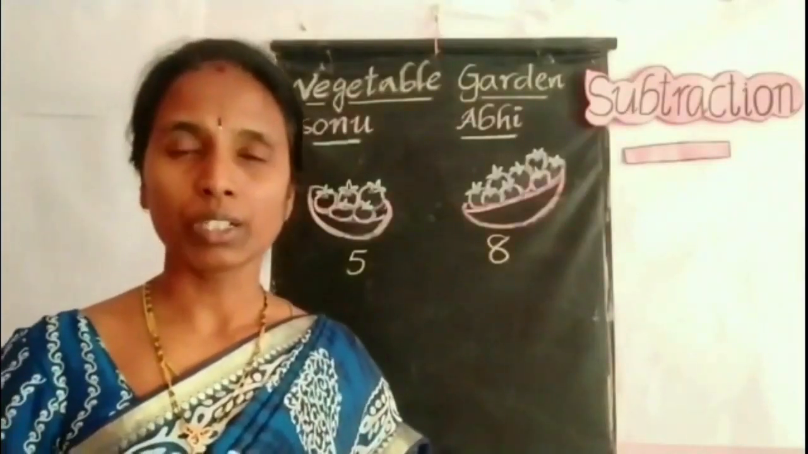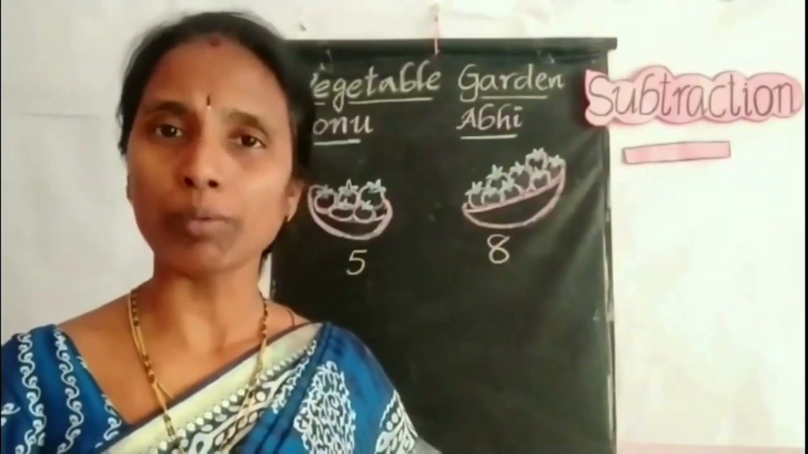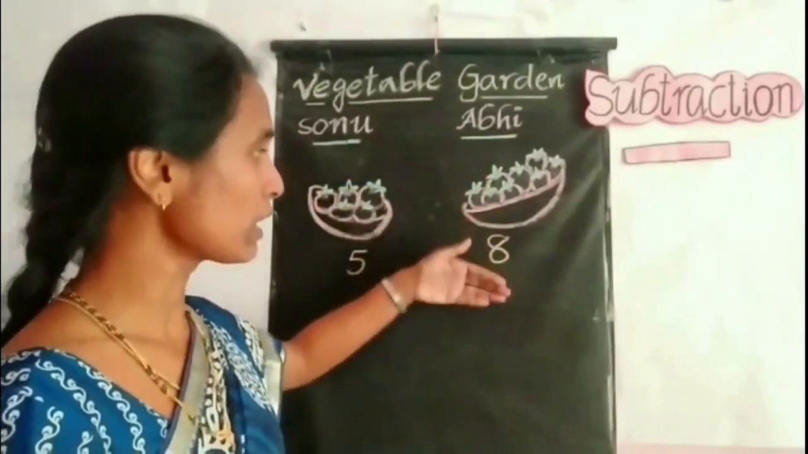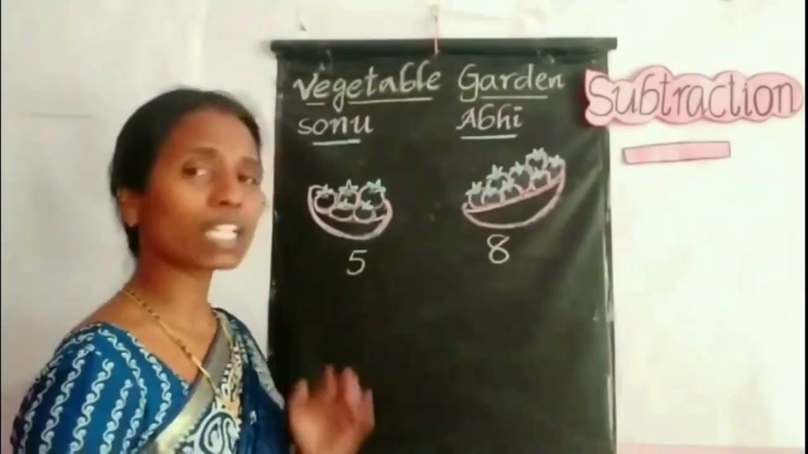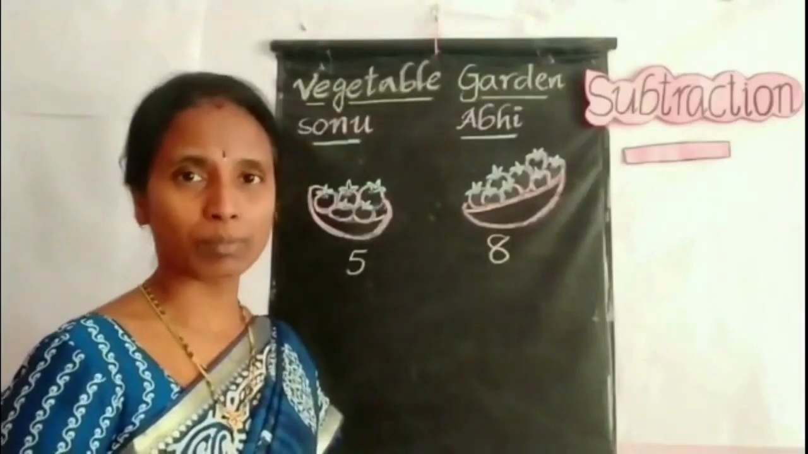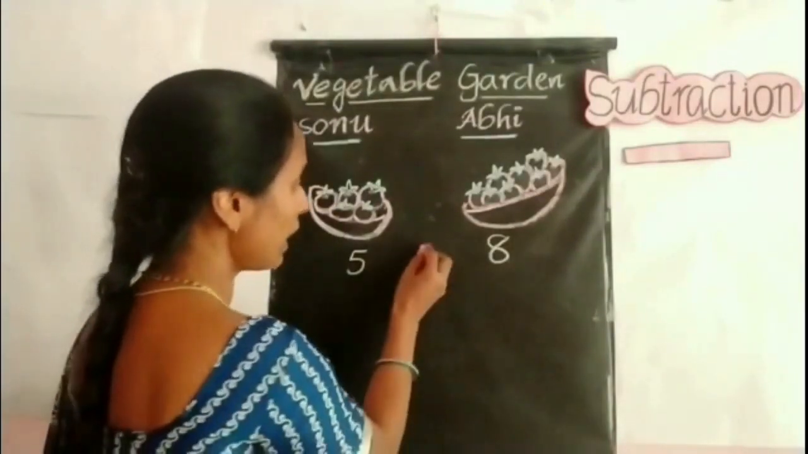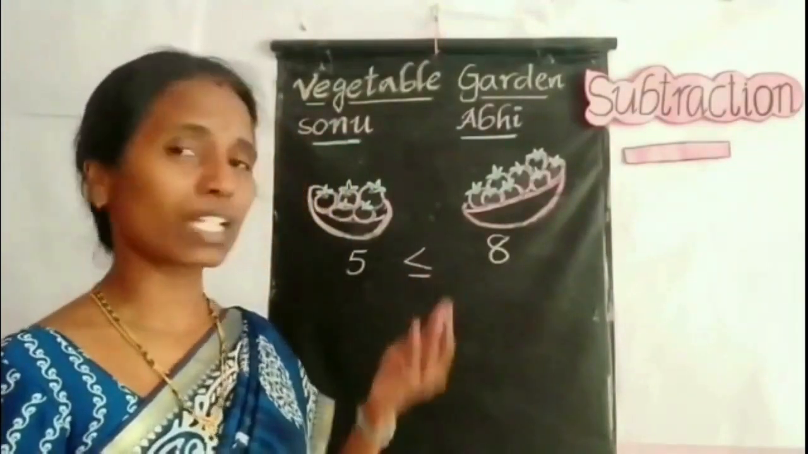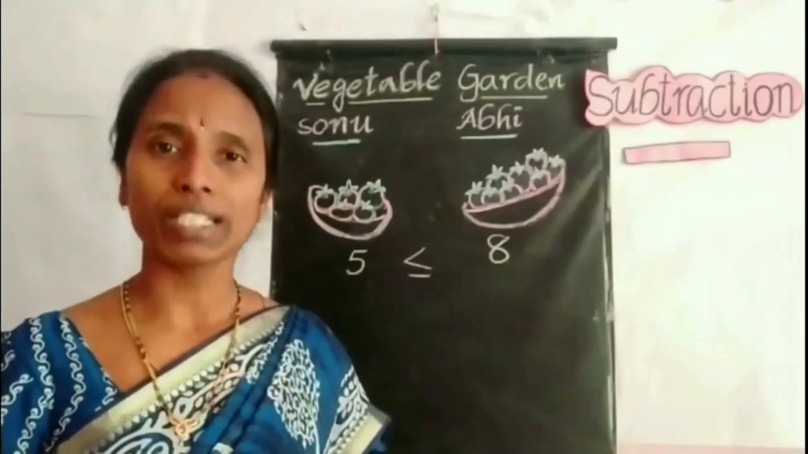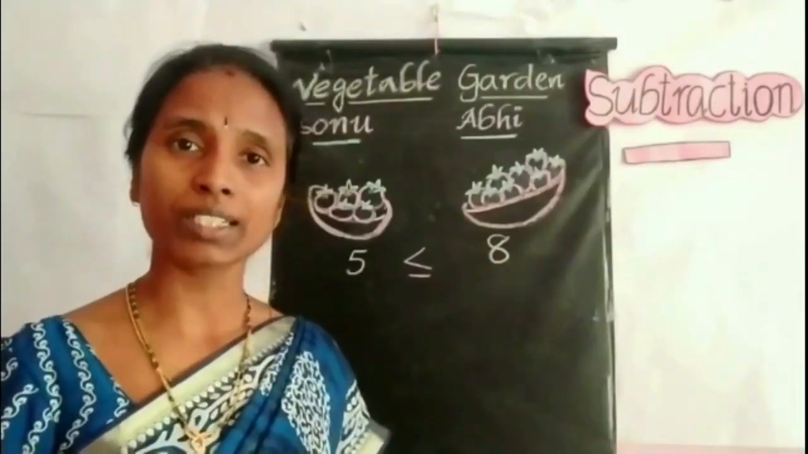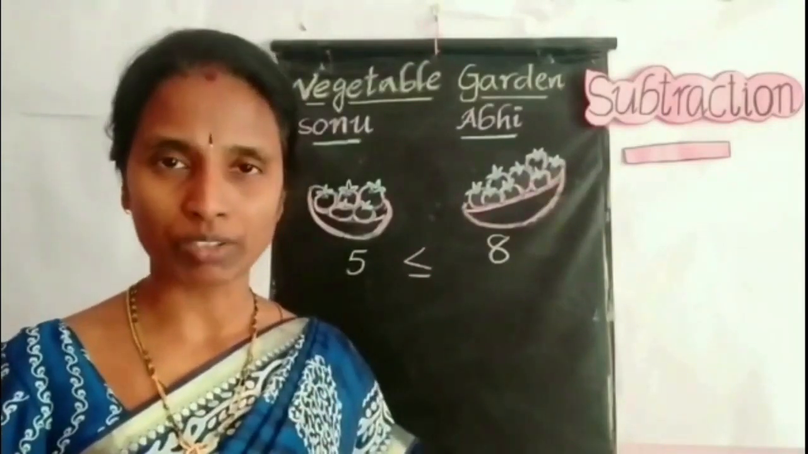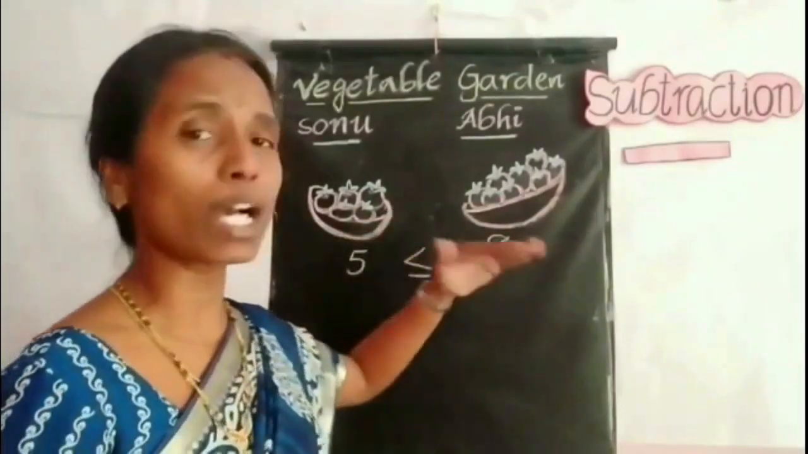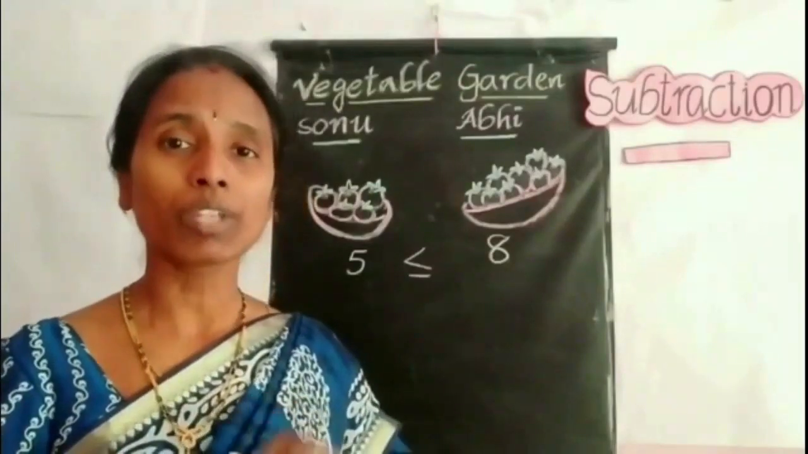Now let us find who collected more tomatoes and by how many. So just by observing here, Sonu collected 5 tomatoes and Abhi collected 8 tomatoes. Just by observing, we can say that Abhi collected more tomatoes because here 5 is less than 8. Yes or no children? By comparing the numbers, we can say that Abhi has collected more tomatoes. Now let us find out how many more tomatoes were collected by Abhi. For that, what we have to do children? We have to find the difference of tomatoes collected by both Sonu and Abhi. Difference means we have to subtract.